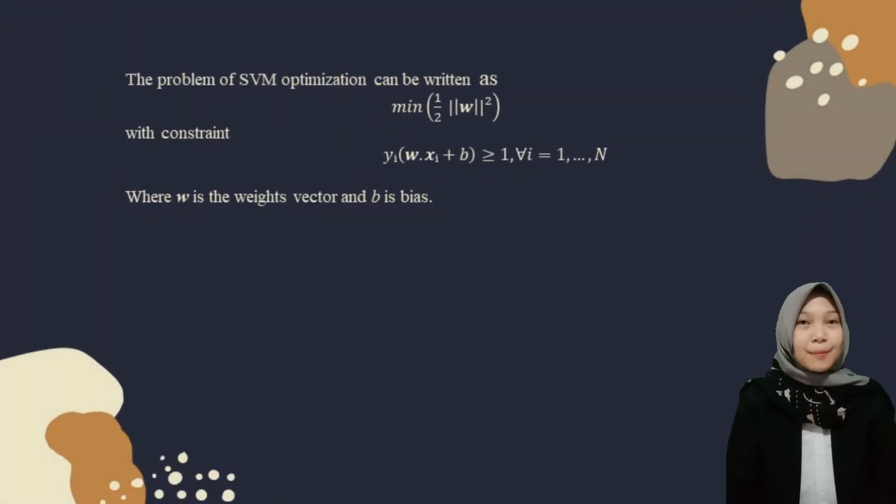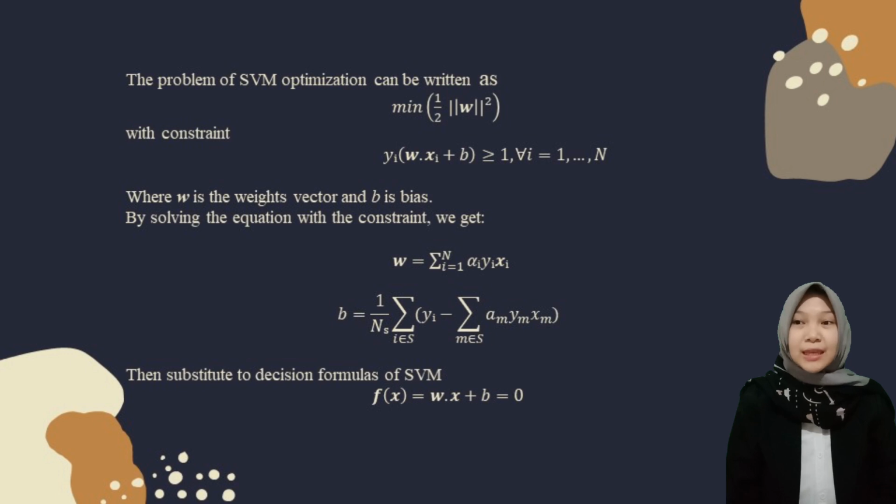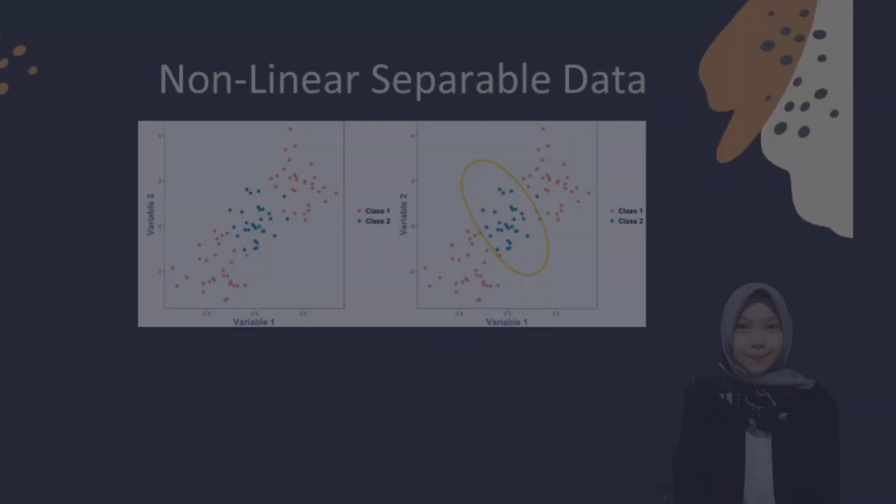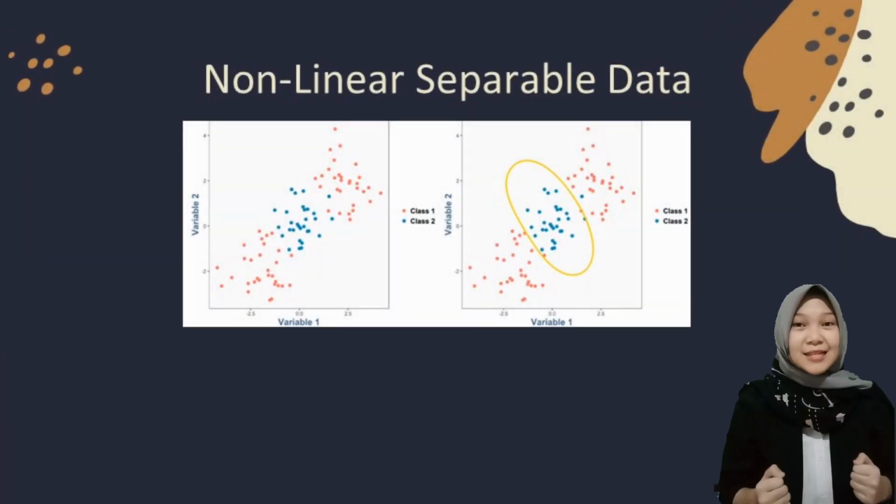We can see the SVM optimization problem can be written as follows, where W is the weight vector and B is the bias. By solving the optimization problem, we can get the formula of weight vector and bias. And then we substitute into the decision formula of SVM. However, there are classification problems where we cannot use a linear decision boundary. That case is nonlinearly separable data.